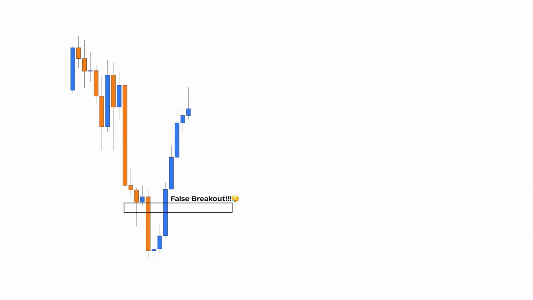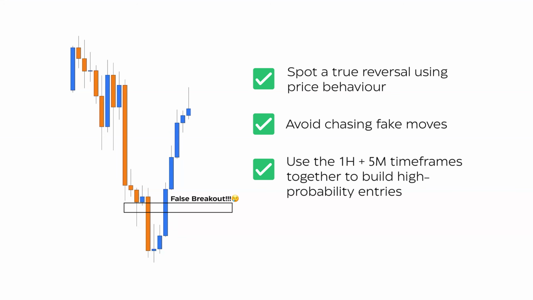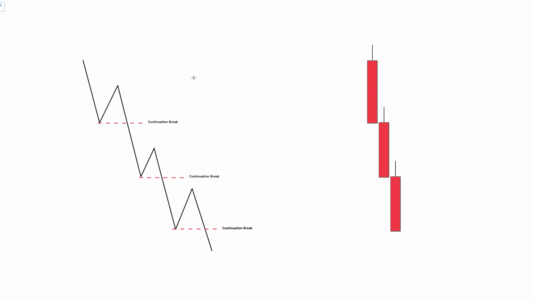By the end of this video, you will know exactly how to spot a true reversal using price action, avoid chasing fake moves, use the higher time frame and lower time frames to build high probability entries, and enter using the 2CT entry model with confidence. Let's get into it. Here is your standard downtrend.